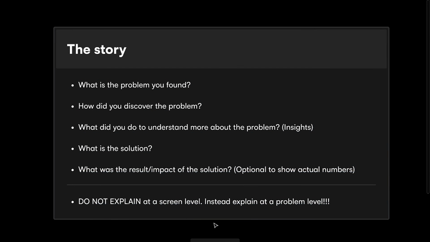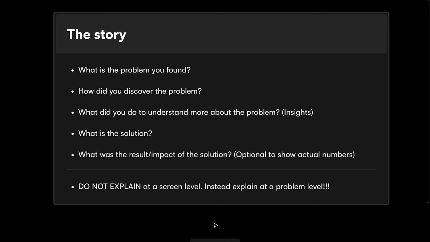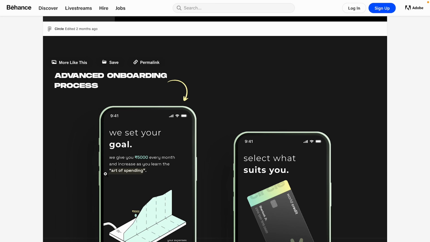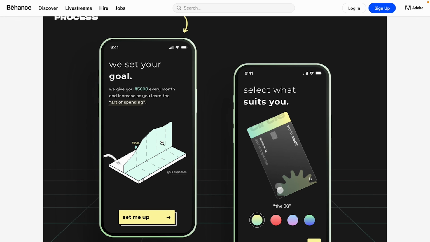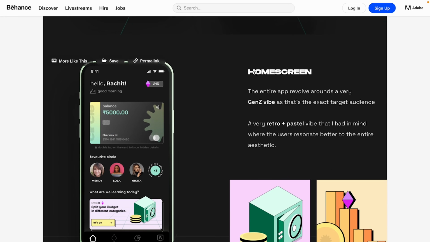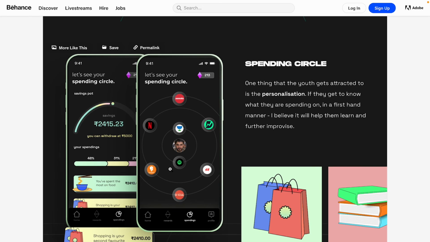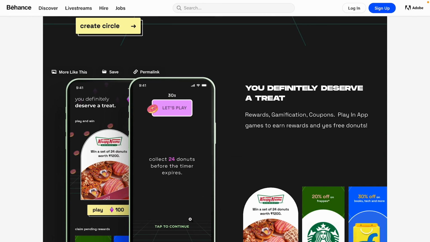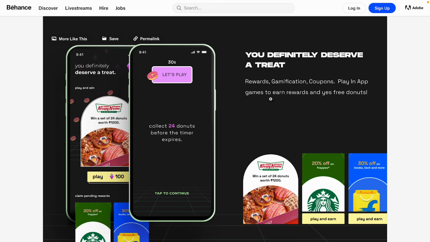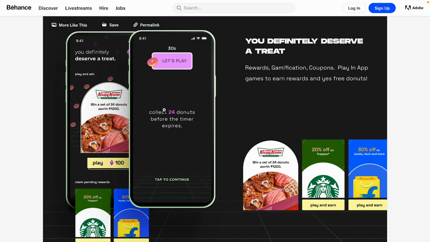And the final thing here is that do not explain at a screen level. Instead, explain at a problem level. Let me explain what this means. So here's a case study that I found on Behance. Here, onboarding screens, then home screen, then something called spending circle. I think this must be like the spendings tab. And then here, I'm not really sure what this is. Maybe this is the reward section.